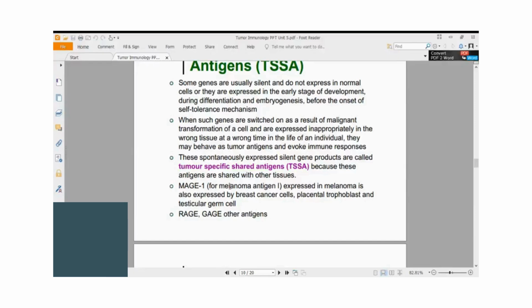So there are other antigens similar to MAGE, that is RAGE. RAGE is supposed to be renal antigen. GAGE is supposed to be gonadal antigen. Like that, many such shared antigens have been identified, which are not only tumor specific, they are also present in normal cells. But in the tumor, they are overexpressed. That's the only difference between the tumor and the normal cells.